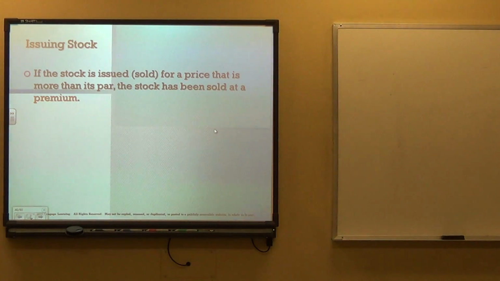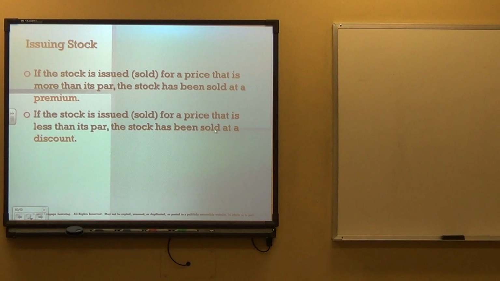So issuing stock: if the stock is issued for a price that is more than its par, the stock has been sold at a premium. So that's what the difference is there. If that $15 stock is now $30, you sold it at a premium. If the stock is sold below par, that's at a discount. And we know these terms, premium and discount. We're going to see that again in chapter 12 when we talk about bonds. You'll see premiums and discounts because sometimes you'll purchase a bond for more than it's worth, depending on the interest rate, what's going on right now versus what it's stated to be.